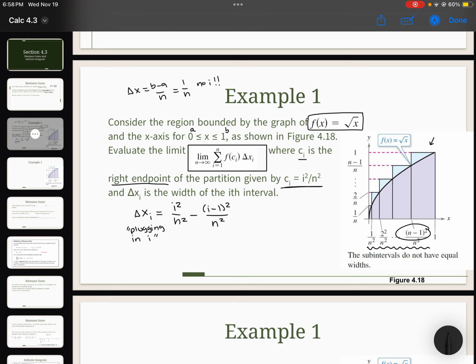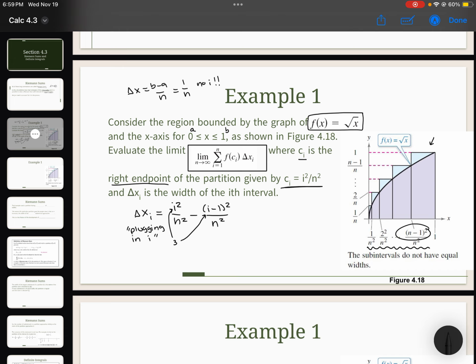So if I'm trying to find the width of my third rectangle, I would be plugging in 3 for i in both of these places. I would have 3 squared over n squared minus the previous endpoint, 2 squared over n squared. All right, so all we're doing is we're creating an expression that's going to help us figure out the width of every single rectangle. And to find that particular rectangle, I'm plugging in that number for i.